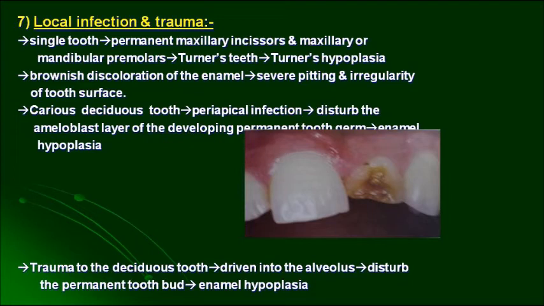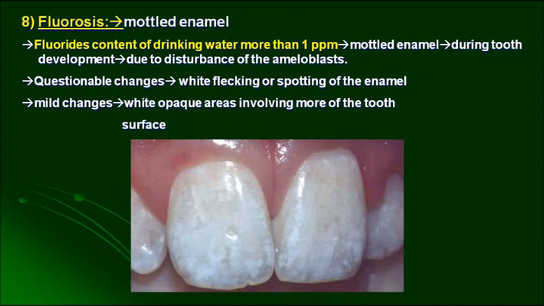So when there is a carious deciduous tooth, what happens? The infection spreads to the periapical area. This will disturb the ameloblast layer of the developing permanent tooth germ and finally results in enamel hypoplasia of a single tooth. It is known as Turner's hypoplasia. Clear, everyone? When there is trauma to a deciduous tooth, it is driven into the alveolus and disturbs the permanent tooth, and this is also called Turner's hypoplasia. And the last one is fluorosis.